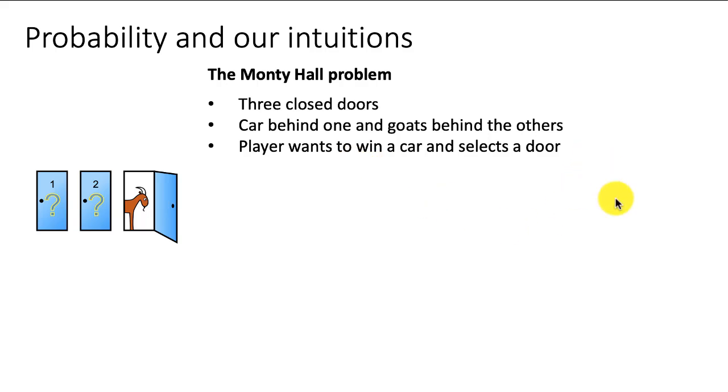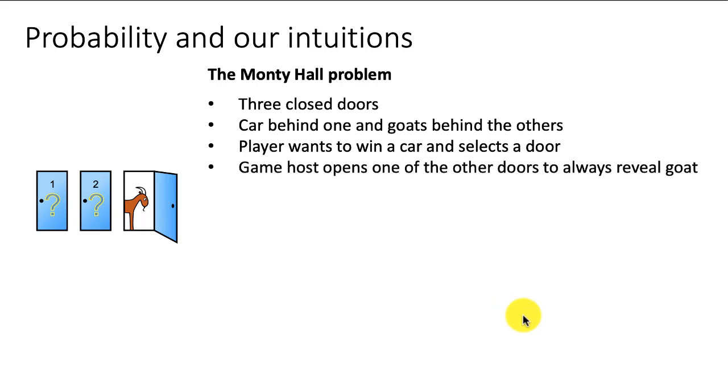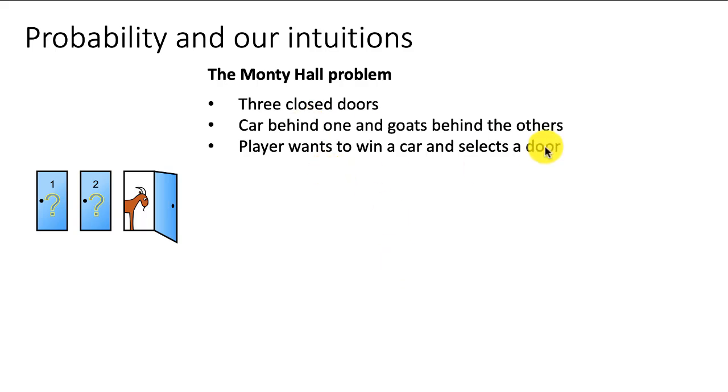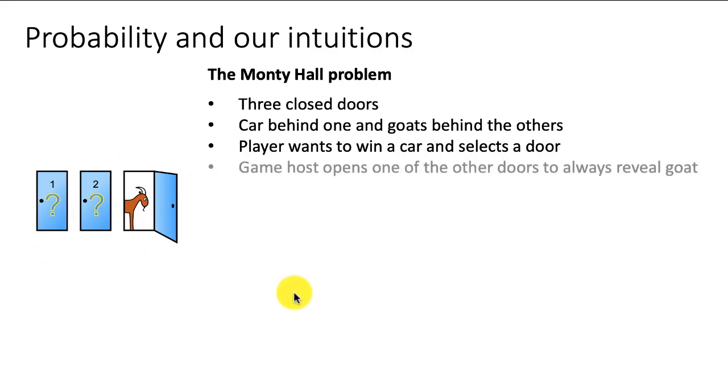And the way the player is going to win the car is by correctly choosing the door behind which the car is. So if the player correctly chooses the door, the player wins the car. Otherwise, the player has to take home a goat. And the way the game works is first, the player selects a door. So the first step is the player selects a door. Let's say the player selected door 1. In this particular example, I'm assuming the player has selected door 1.